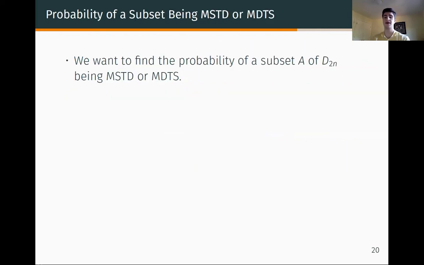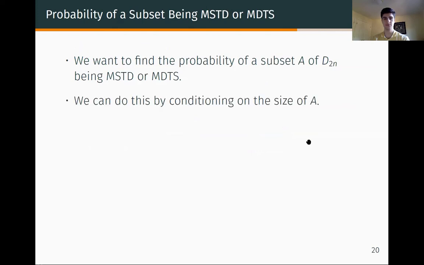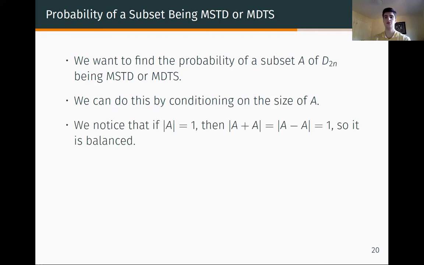So now, again, we ask how can we use that result to help us show that the probability of a subset being MSTD would be greater than being MDTS. So we're going to begin by conditioning on the size of the subset A. So first notice that if the size of the subset A is 1, then the sum set is also going to be 1 element, and the difference set is going to be 1 element as well. So in this case, every subset of the dihedral group of size 1 is going to be balanced.